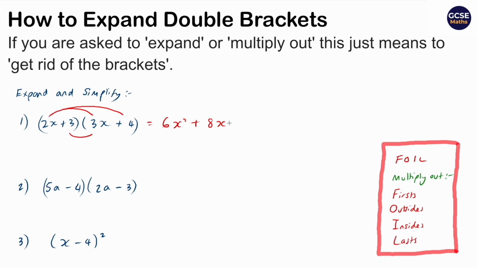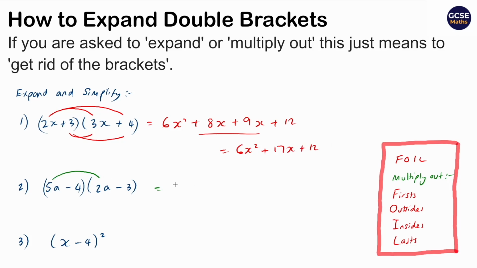Insides, positive and a positive gives you a positive. 3 times 3 is 9, and we're left with the x. Finally, positive 3 times a positive 4 is just a positive 12. Bring this together, they're the like terms. So that equals 6x squared plus 17x plus 12.